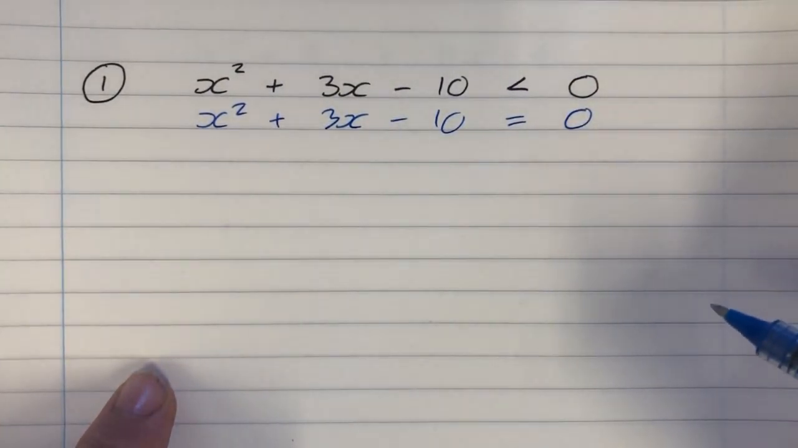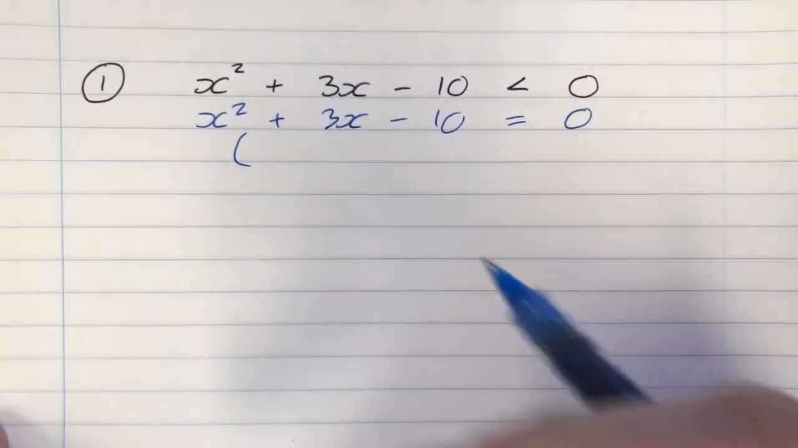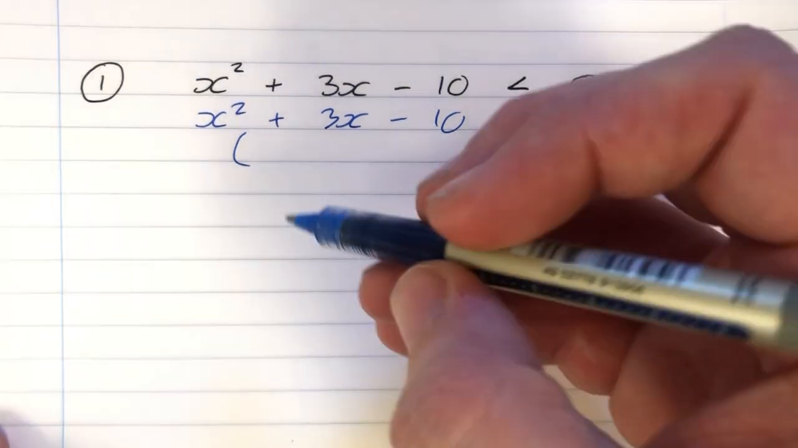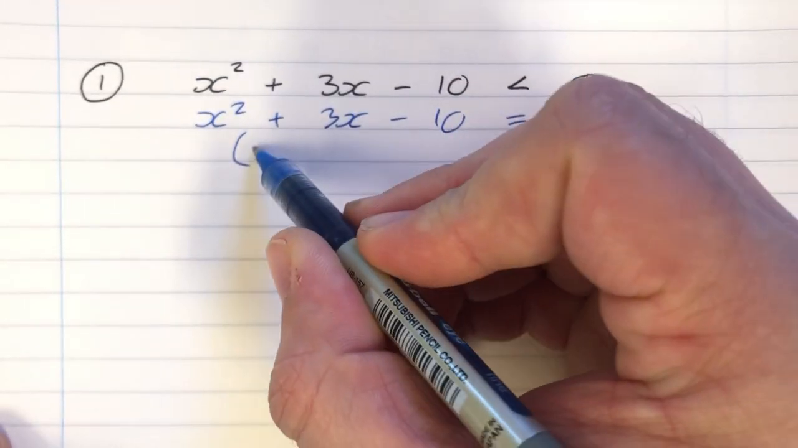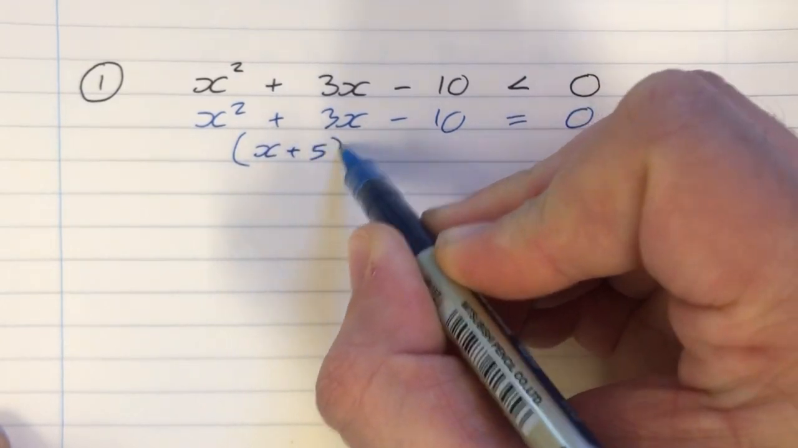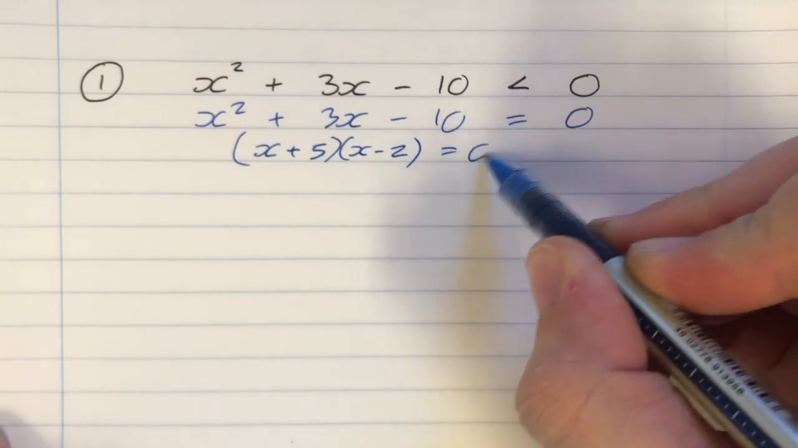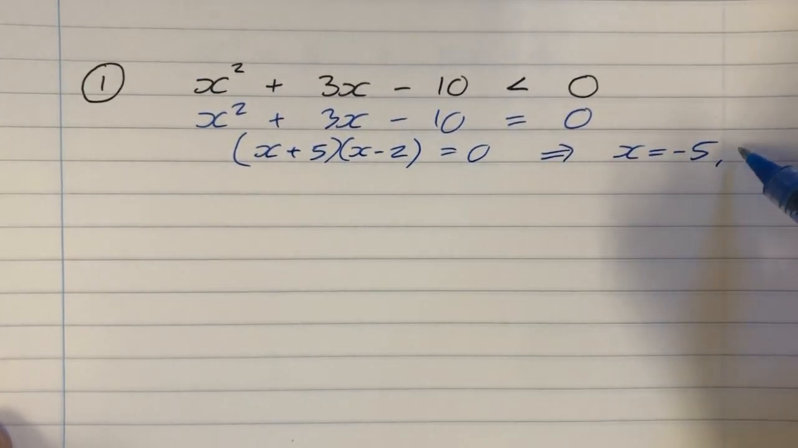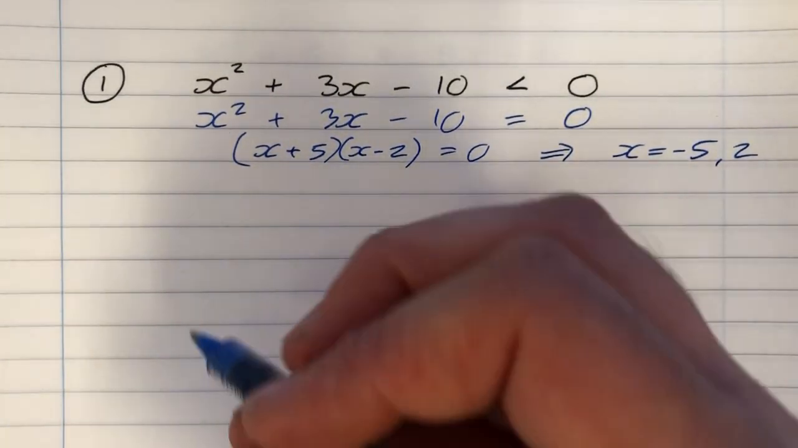So it's a change of the inequality symbol for an equals symbol. You can solve this a number of ways: factorising, completing the square, the quadratic formula, trial and error, calculator. There are loads of methods you can use. It's going to be x plus 5, x minus 2, in factorised form, equals 0. So this implies that x must either be minus 5 from the left-hand bracket or positive 2 from the right-hand bracket.